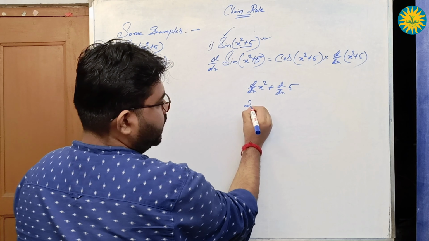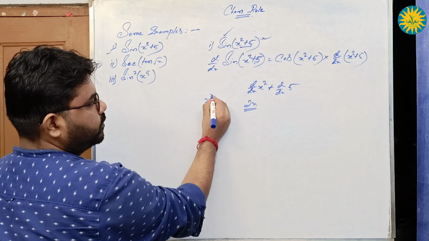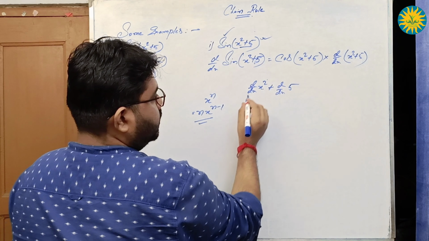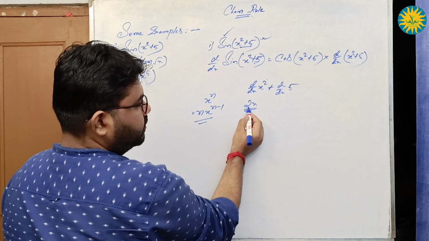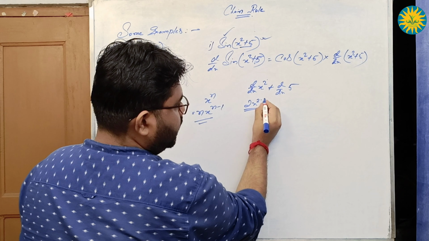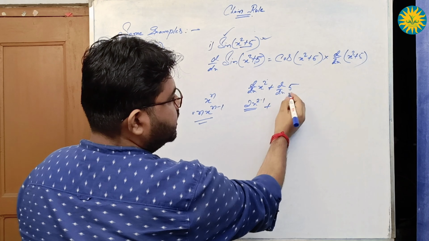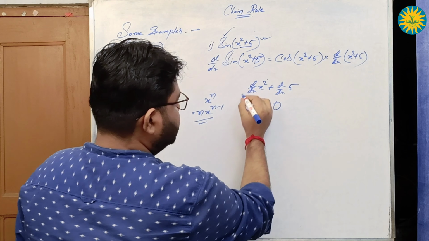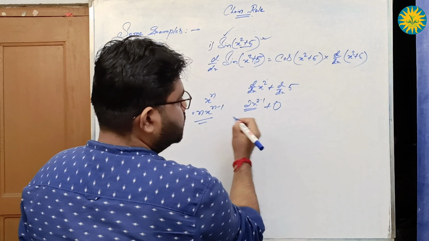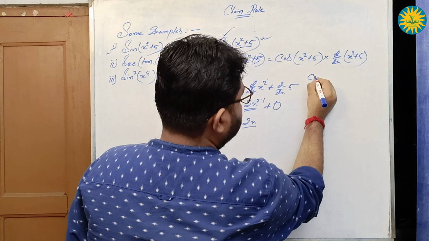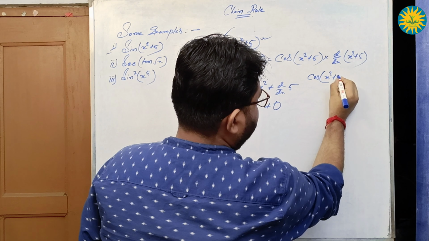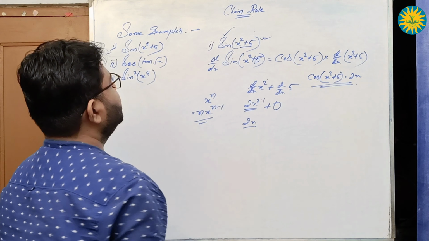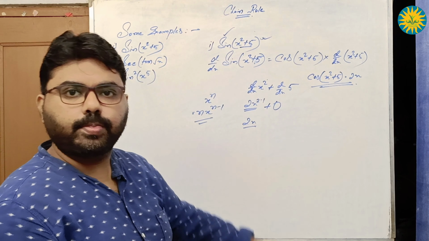d/dx of x square will be 2x. We know the formula of x to the power n, that is n x to the power n minus 1. So this is the formula. The power comes down, and 2 minus 1, that is n minus 1, plus d/dx of any constant. 5 is a constant number, therefore d/dx of a constant will be 0. So d/dx of x square plus 5 will be 2x. So we can write here cos of x square plus 5 into 2x. So this is the derivative of sine of x square plus 5.